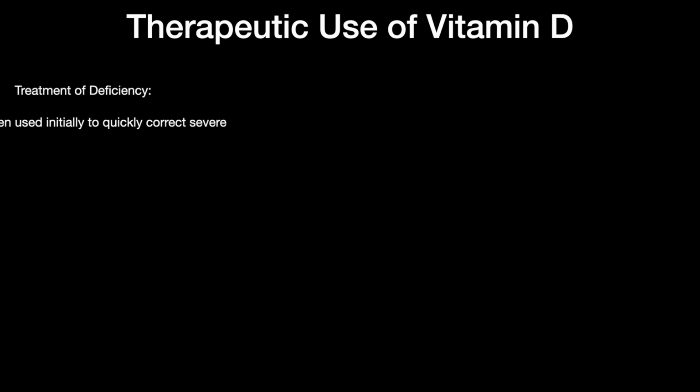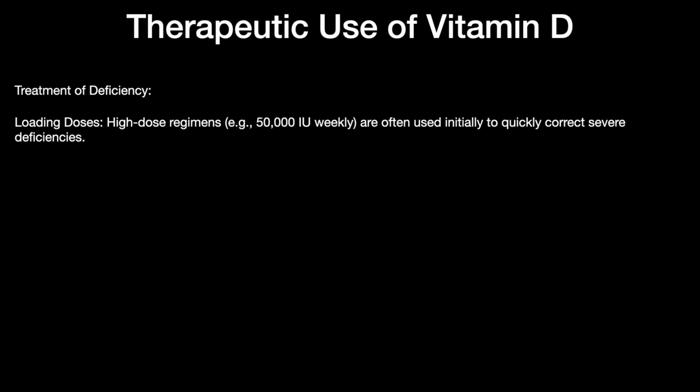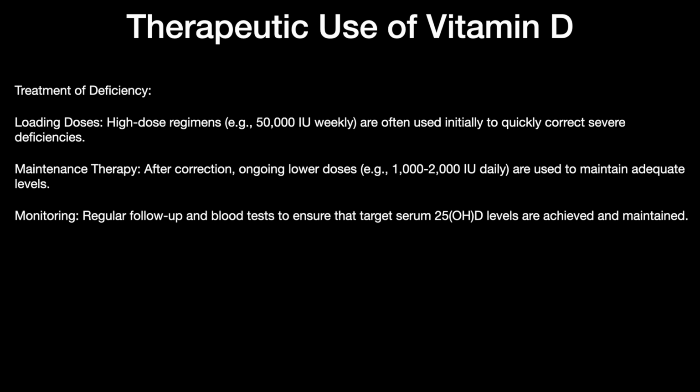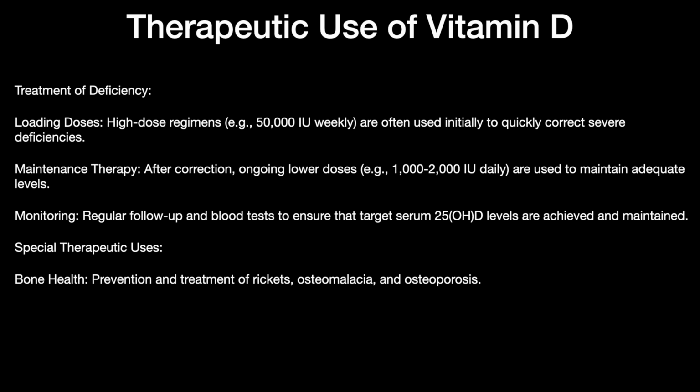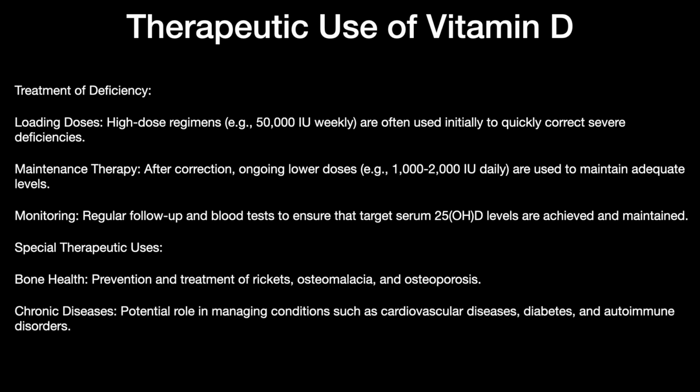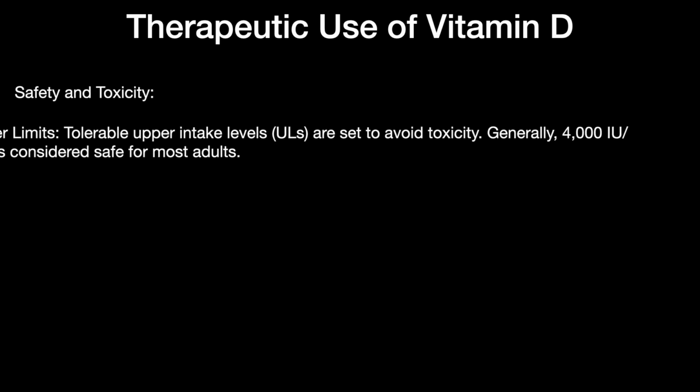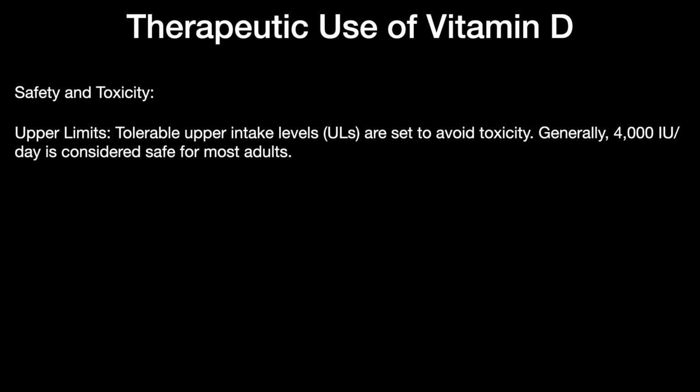Therapeutic usage is mainly for treatment of deficiency, that is a loading dose. High dose regimen, that is 50,000 international unit weekly, is often used initially to quickly correct severe deficiencies. Maintenance is 1000 to 2000 international unit daily. Monitoring, regular follow-up and blood tests to ensure target 25 hydroxy levels are achieved and maintained. Special therapeutic usages for bone health, for chronic diseases, for infection control can also be done.